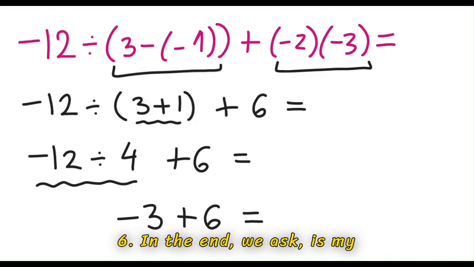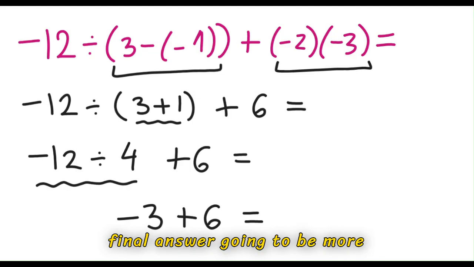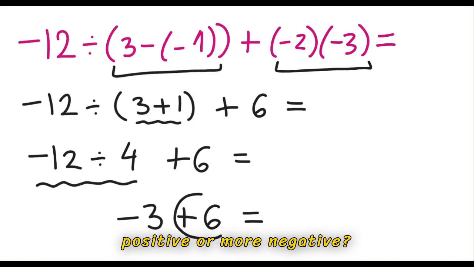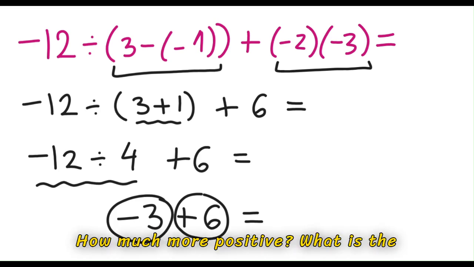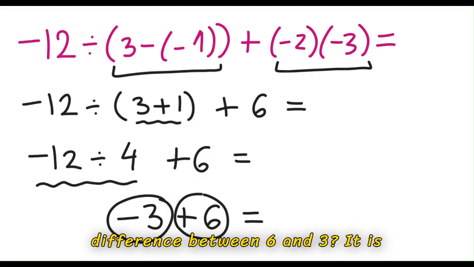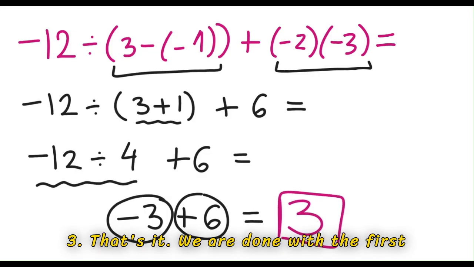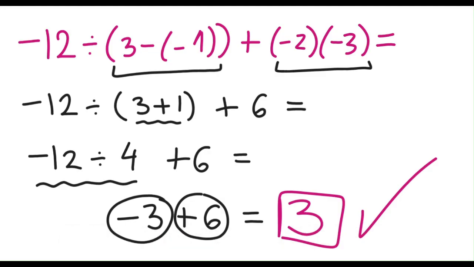6. In the end, we ask, is my final answer going to be more positive or more negative? The answer will be more positive, right? How much more positive? What is the difference between 6 and 3? It is 3. That's it. We are done with the first chapter.